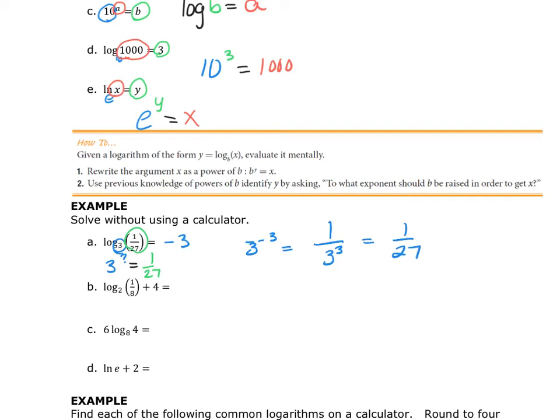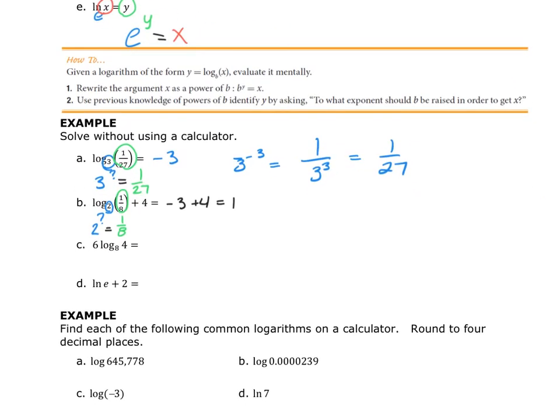I ask myself, how do I go from 2 and get an answer of 1/8? So just looking at this part of it, 2 raised to what is equal to 1/8? And that also is -3. So this is equal to -3 plus 4, which is just 1. So when you're out with your friends this weekend and they ask you how many sodas you would like to drink, you're going to say the log base 2 of 1/8 plus 4 sodas, please. You will be the life of the party.